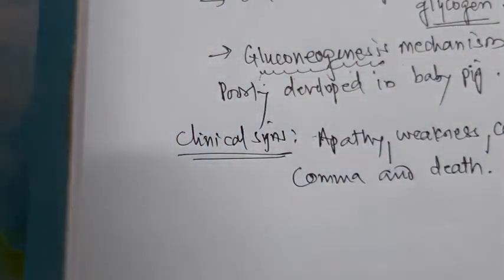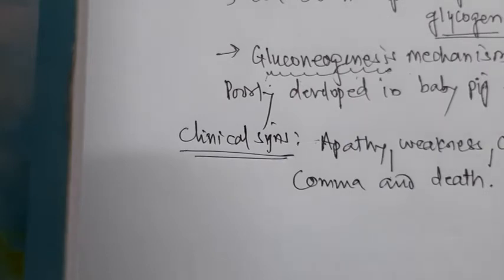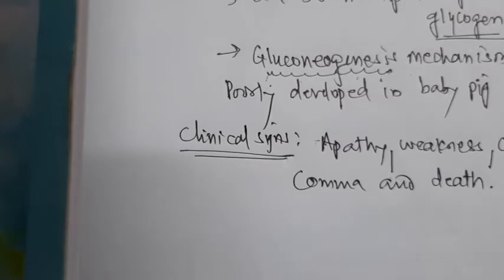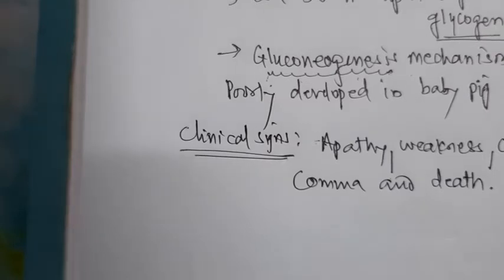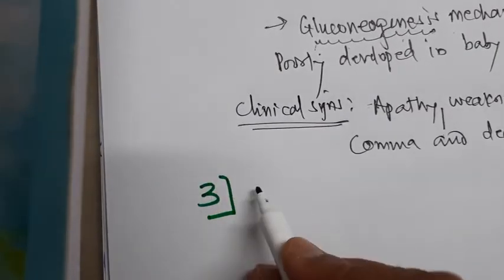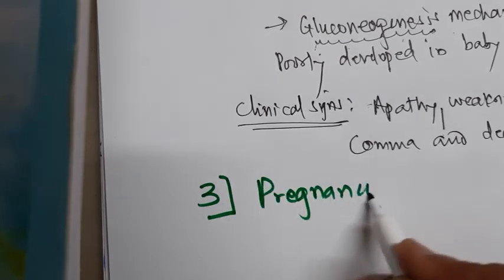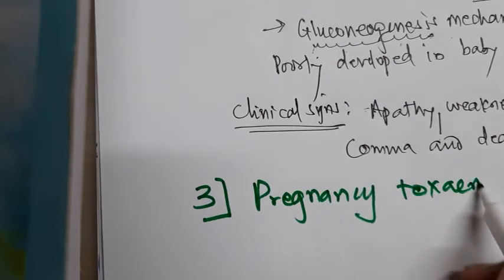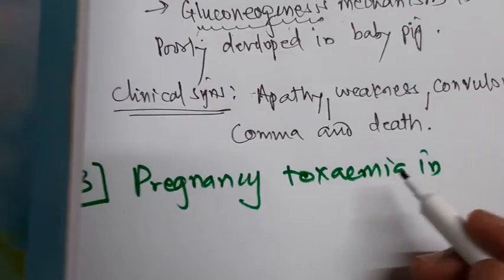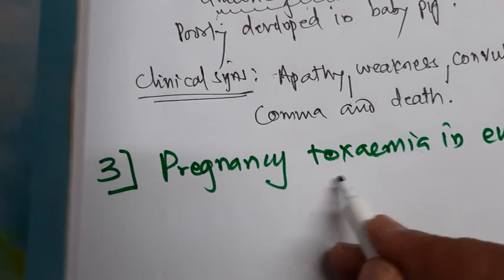Okay, next we'll see the condition in ruminants, that is ketosis or pregnancy toxemia in ewes and ketosis in cow. These are also related to carbohydrate disorders. Pregnancy toxemia in ewes is also known as ketosis in ewes.